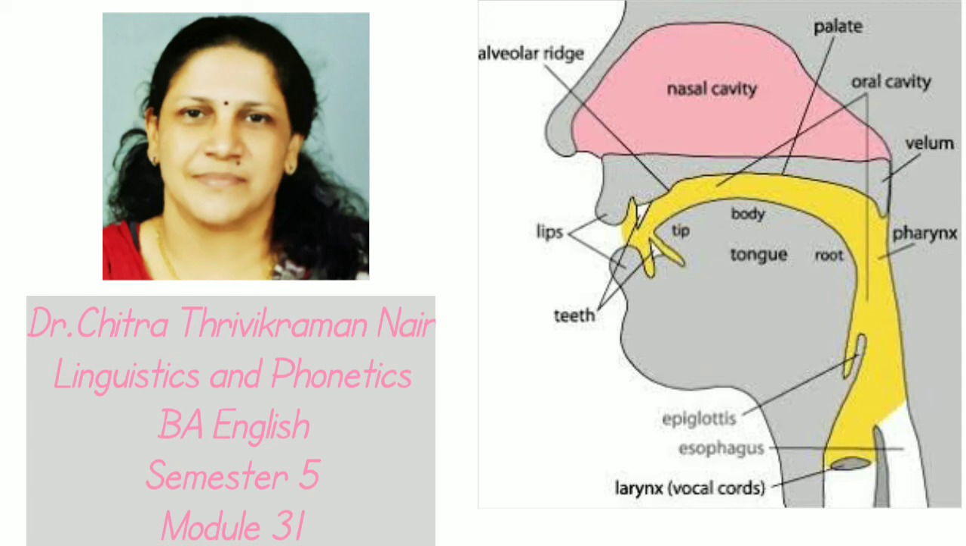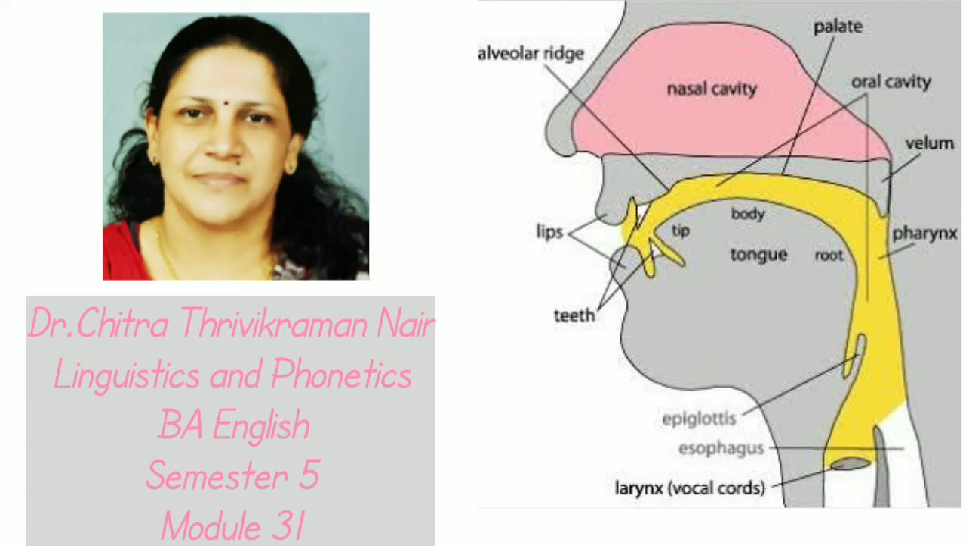Soft palate, as I told you, is very important in the production of speech sounds. And just at the tip of the soft palate you have the soft fleshy structure which hangs loose like a pendulum, and it is known as uvula. It is also known as the tip of the soft palate.